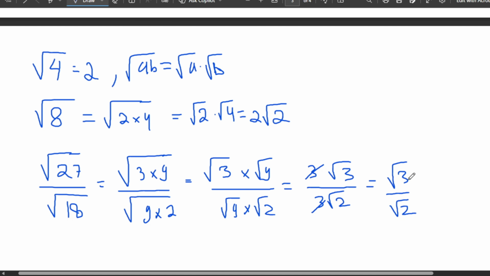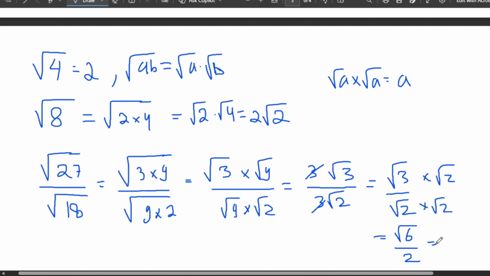Okay, since we can't have any radicals in the denominator, we must times by itself. So the square root of 2 times the square root of 2. So root 3, remember that the square root of a times the square root of b must be the square root of ab. That means the square root of 6 over 2. Remember, if root a times root a, it must be a. So this is root 6 over 2. Okay?